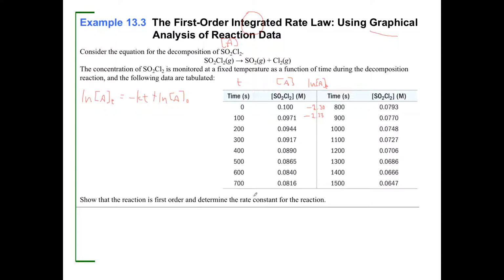0.0944 natural log. Do it in your calculator. Pause the video and see if you can keep up with me. Minus 2.36, okay? Well, if it's first order, I don't have to do all of them. I'm just supposed to show that it's first order, okay?